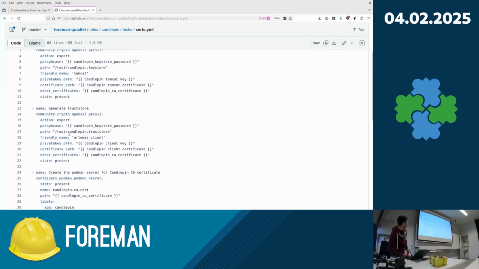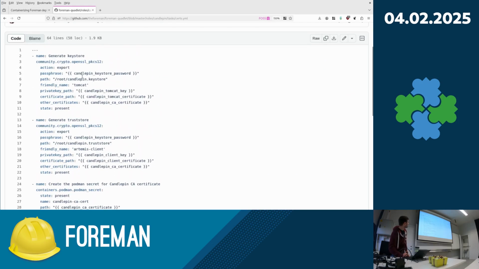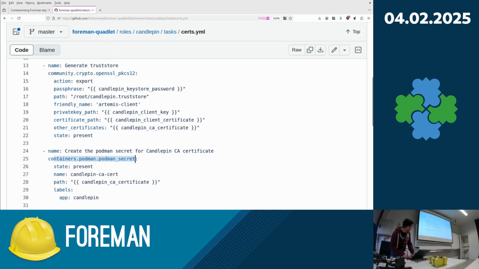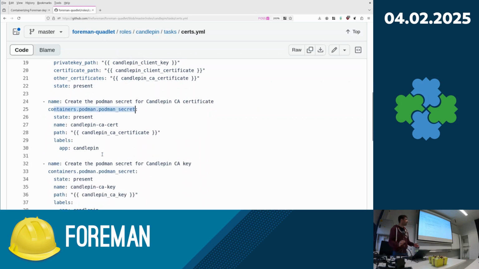So what happens today is we use community crypto to create certs. And then it's containers Podman secret, because today it's Ansible. And if tomorrow it will be something else, it will be a different language, but the concept will remain that we will feed it into Podman. And under the hood, it's Podman secret, create secret, etc.